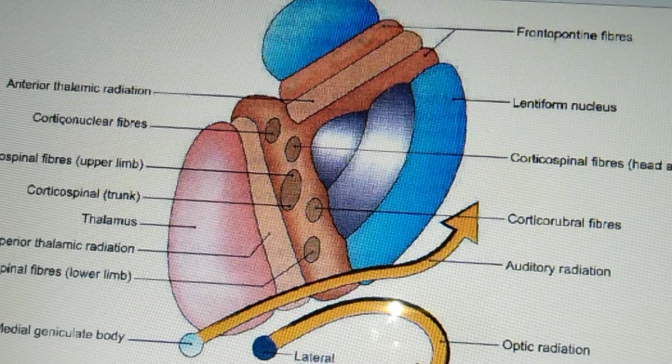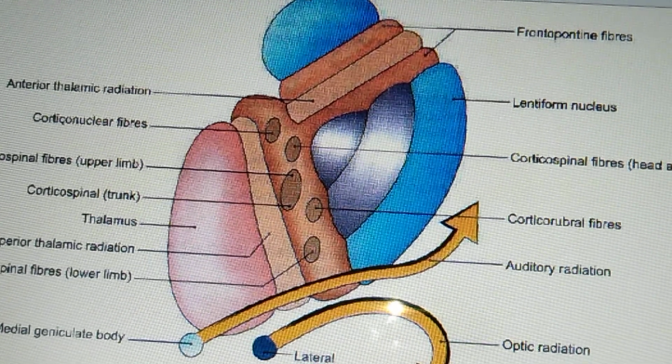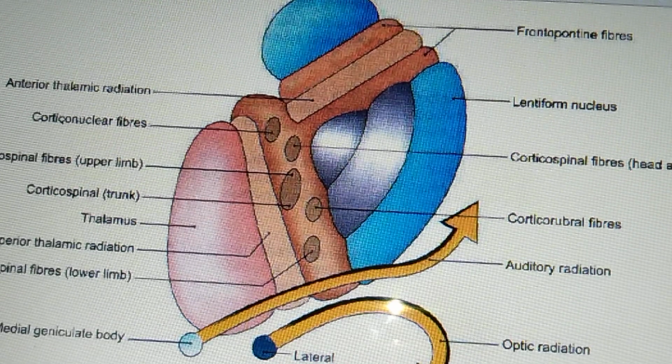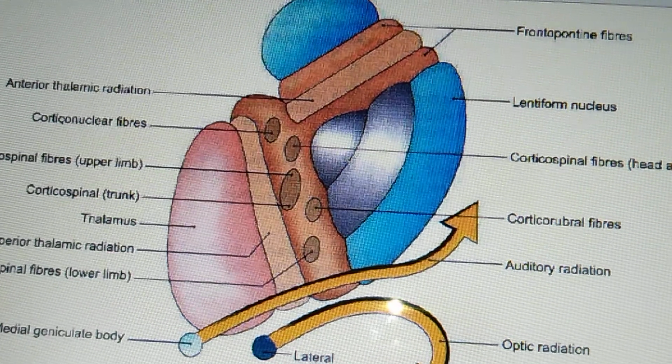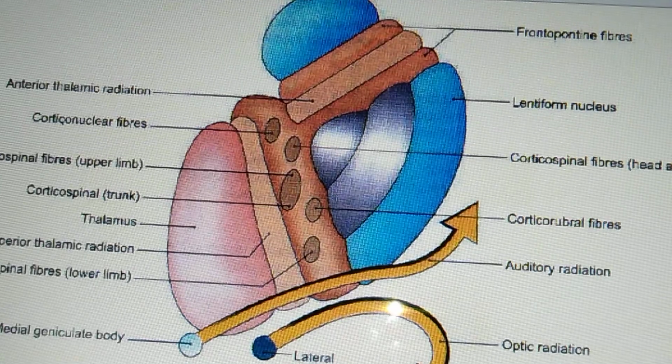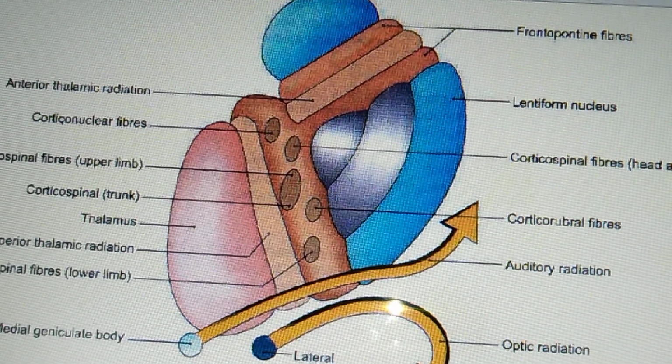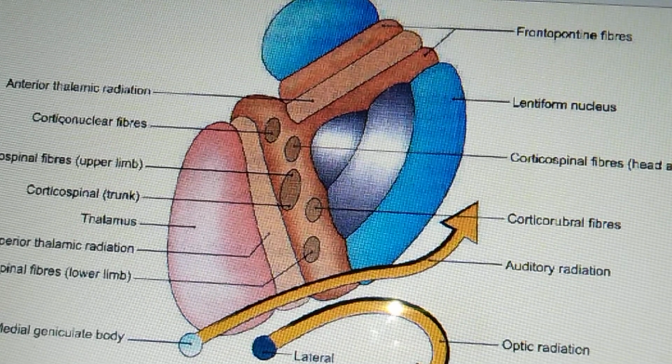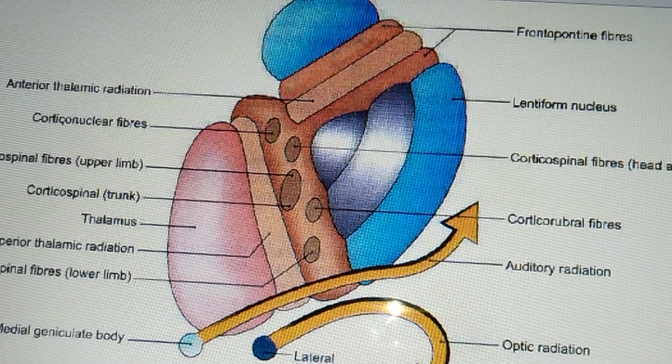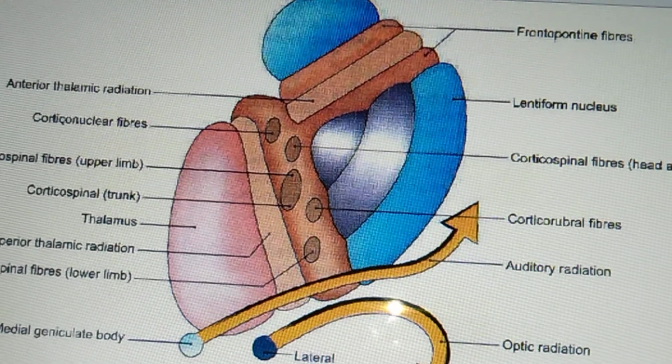Similarly, you have the parietopontine and the occipitopontine. They lie in the retrolentiform part of the internal capsule. Then similarly, temporopontine fibers lie in the sublentiform part of the internal capsule.